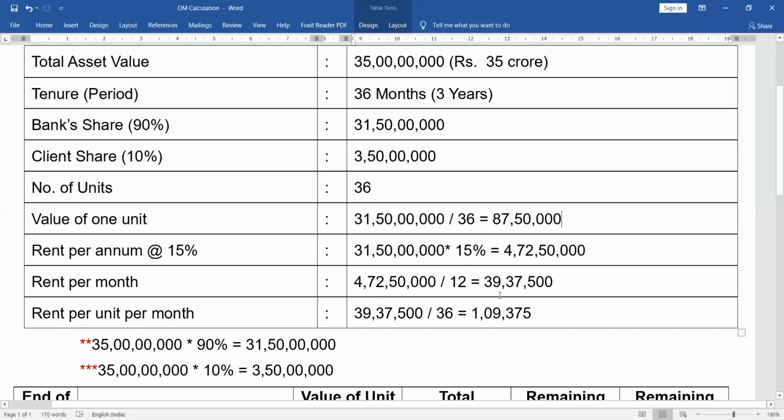Now we need to calculate rent per unit per month. Rent per month we have calculated; now we need to see the rent per month per unit. There are 36 units, so we divide the rent per month by 36. 39,37,500 divided by 36, we got 1,09,375. This is the rent per month per unit, or rent per unit per month.